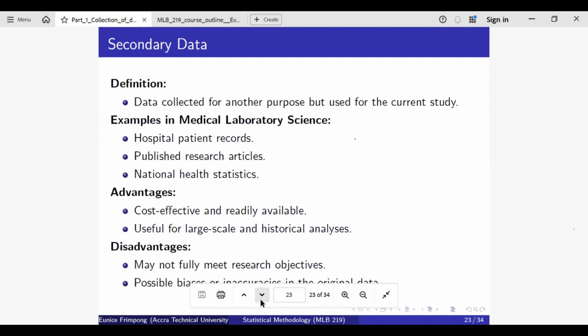It's also useful for large scale and historical analysis. Of course, if you are doing historical analysis, you can't go into the past to take the data. So you have to use data that's been stored already in the past, and that's what you use. But there are some disadvantages. One is that it may not fully meet your research objectives. Okay. Because it was collected in the past for some different research, even though you think that you can use it for yours, it may not be exactly what you need. So it may not fully meet the research that you are trying to do. Okay. All right.